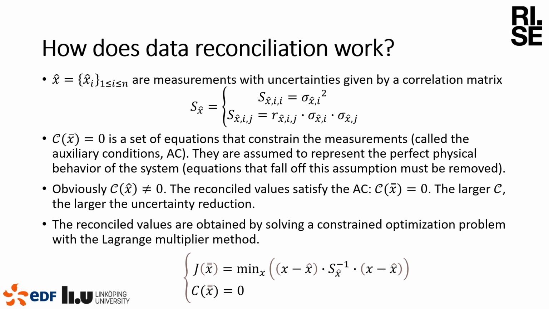J of x bar equal to the minimum of x minus x cap, multiplied by the inverse of the correlation matrix, multiplied by x minus x cap, with C of x double bar equal to 0. Here x is the initial measurement values given by the users, and Sx, the correlation matrix, is also given by the user in the form of an input CSV file.